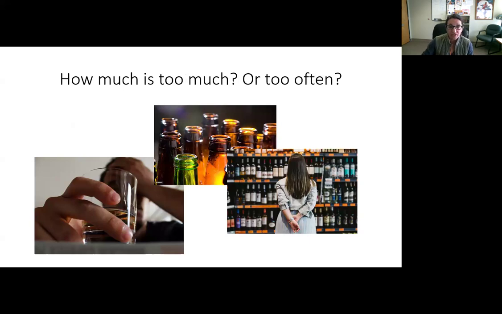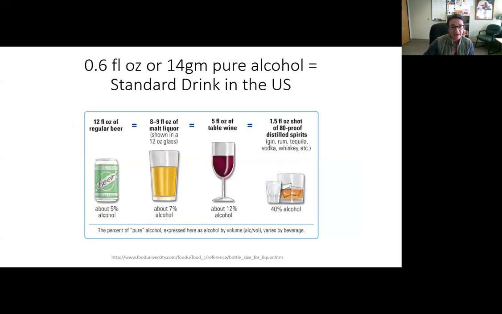So first we'll talk about how much is too much or too often. It's very, very common, so good to know these things. The standard drink in the US, so when we're asking people how many drinks, we just want to keep in mind that what they're reporting, 1 or 2 drinks, may be a different quantity, different percent alcohol, and so it's 0.6 fluid ounces or 14 grams of pure alcohol.